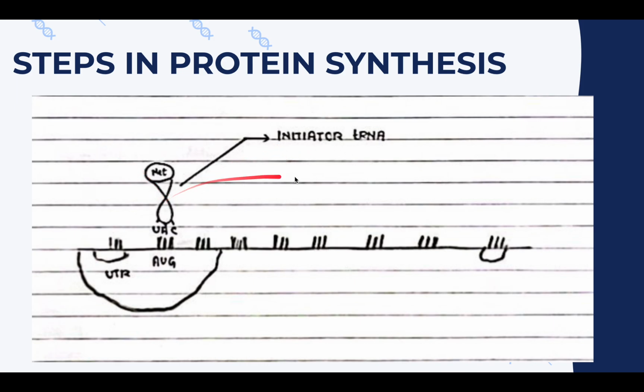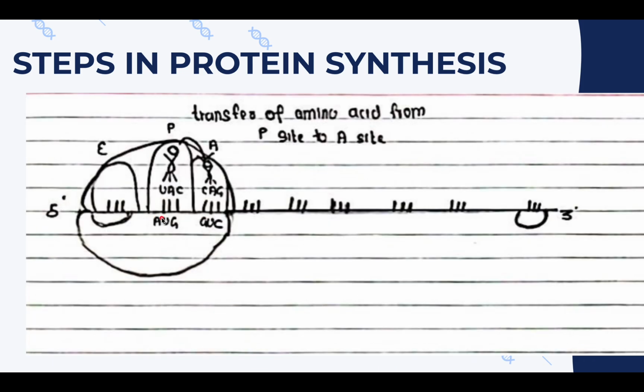So the first tRNA comes, and it has the complementary sequence to the AUG sequence and carries a methionine molecule, because AUG codes for methionine. It will come and join to its complementary sequence. Now after it has joined, the larger subunit of the ribosome will come and join in such a way that it is in line with the smaller unit, and the first tRNA is in the P site of the larger subunit.